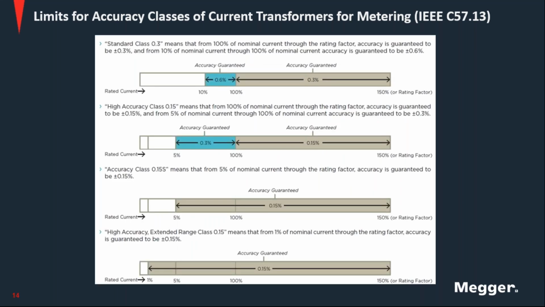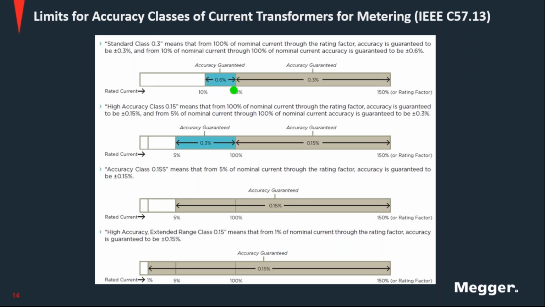A little bit more on the accuracy classes. This is another way to understand the concept. In this case, we are saying that the standard class is 0.3. This means that the manufacturer guarantees 0.3% from 100% and above up to the rating factor of the transformer, and below 100%, it will guarantee half of that accuracy, 0.6%.